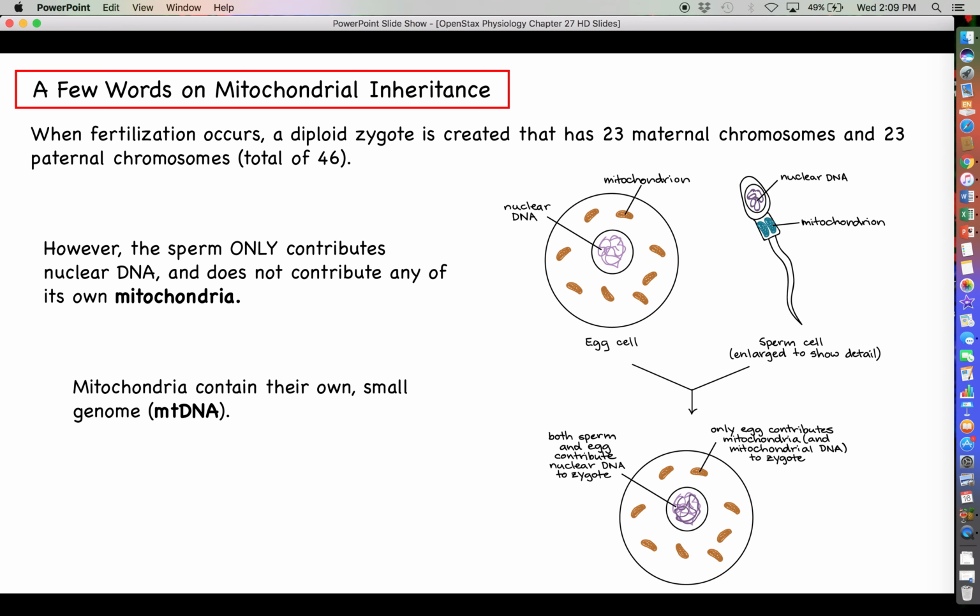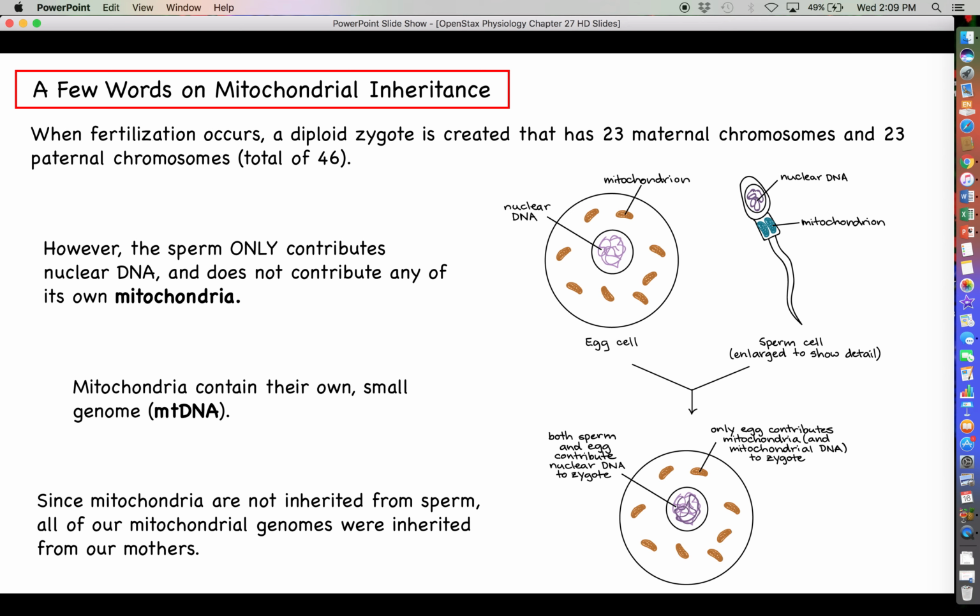Well, it turns out that during the fertilization process, the mitochondria that are in the midpiece of the sperm actually are not transferred into what will then become the zygote. The sperm actually only contributes its nuclear DNA, meaning that the fertilized zygote actually only contains mitochondria that were a part of the original egg. So the implication of this is that all of our mitochondria are inherited from our mothers. There's no such thing as having your dad's mitochondrial DNA. You always get your mitochondrial DNA from your mother.